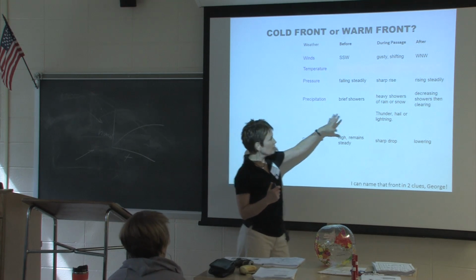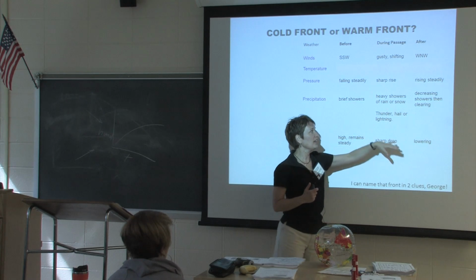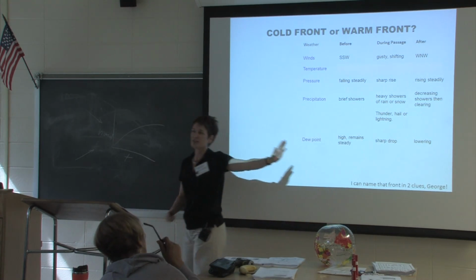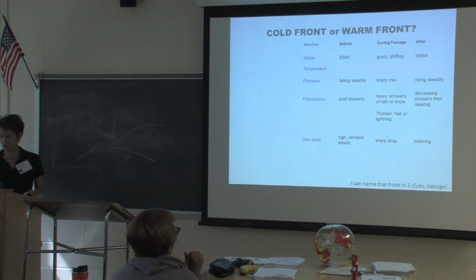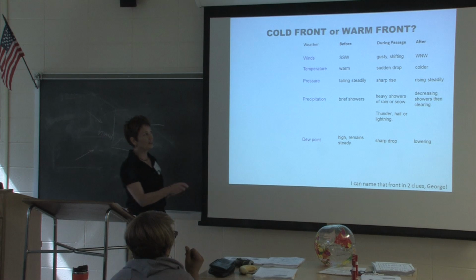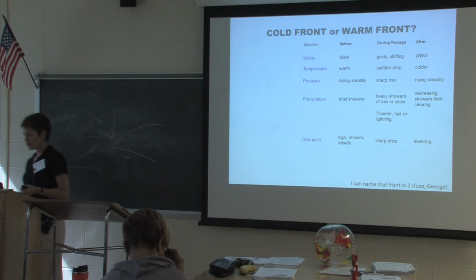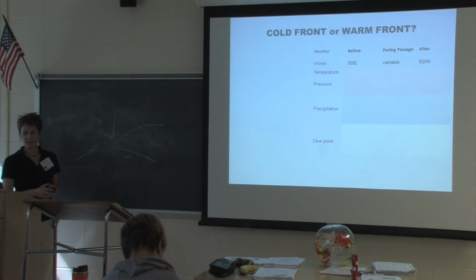Precipitation, little bit of showers, heavy showers, rain or snow, thunder, hail, and lightning, and then we're eventually going to see clearing. This also agrees with our idea that this was a cold front. The last clue is kind of the giveaway because we end up with cooler temperatures. So, not surprisingly, let's look at this one.